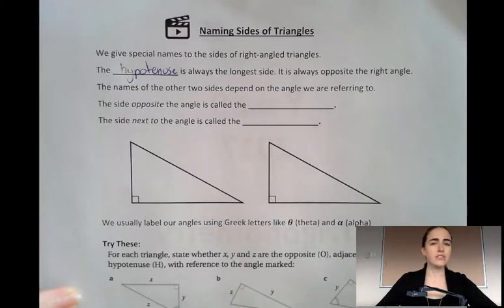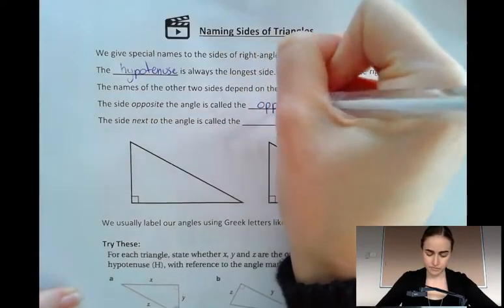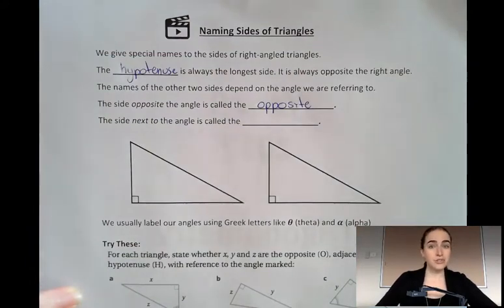The names of the other two sides depend on which angle we're talking about. So the side opposite the angle that we're talking about is just called the opposite side. The side next to the angle that we're talking about is called the adjacent.